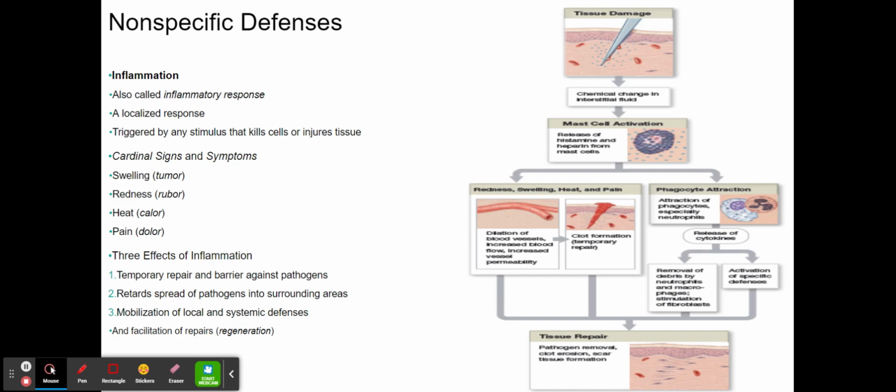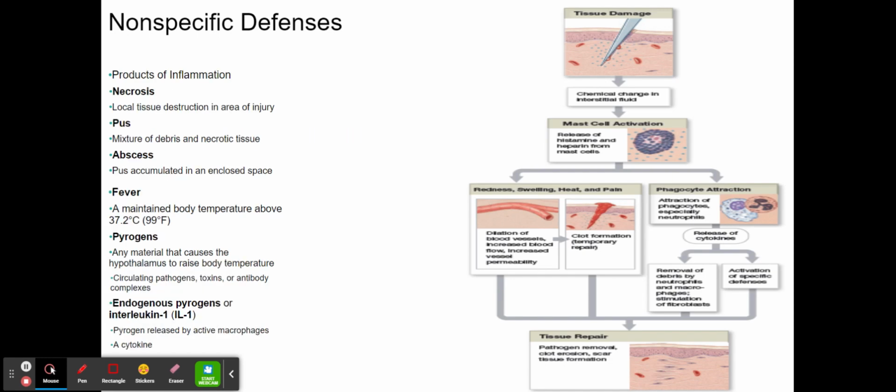Inflammation has several effects. The injury is temporarily repaired, and additional pathogens are prevented from entering the wound. The spread of the pathogens away from the injury is slowed. Local, regional, and systemic defenses are mobilized to overcome the pathogens and facilitate permanent repairs, and this repair process is called regeneration.